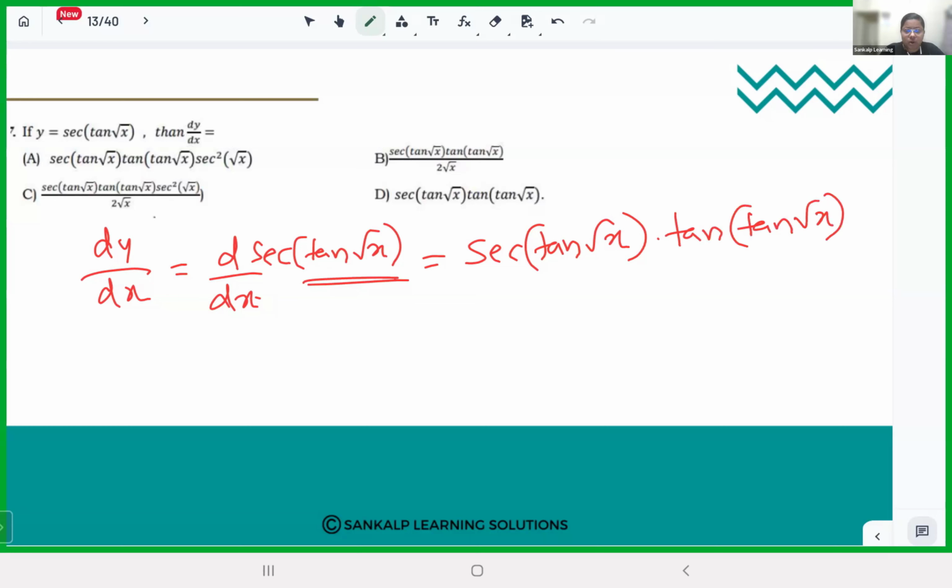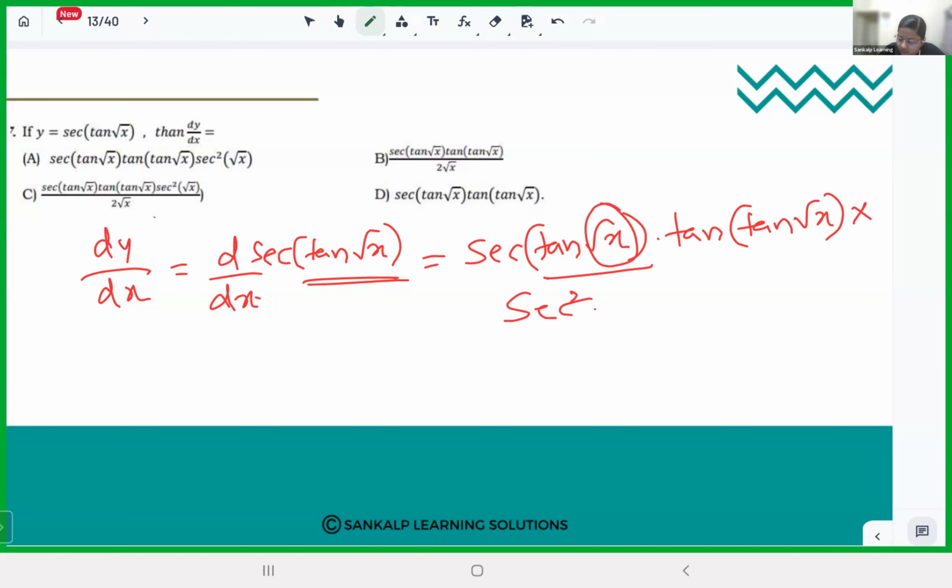Okay, but can we stop here? No, we have to multiply the derivative of the function that we have assumed as x. So here we have assumed this one as x, tan of root x, right? So what is the derivative of it? Here the base function is tan, right? The derivative of tan is sec square x, right? So sec square, and we have assumed in the place of x as root x.